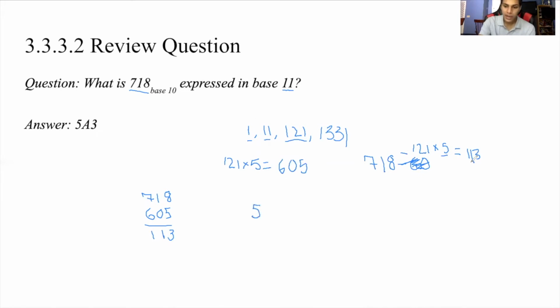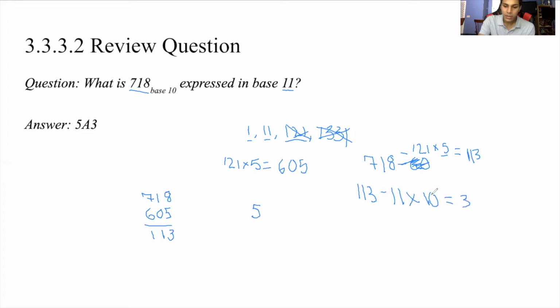All right, so now we have 113 remaining, and we move to our next highest power of 11, which we haven't used, which is 11, or 11 to the power of 1. So how many times does 11 go into 113? Well, this one's a little bit more simple than the last one. It goes into it 10 times, because 11 times 10 is 110. So if we subtract 110 from 113, or 11 times 10, then that gives us 3.